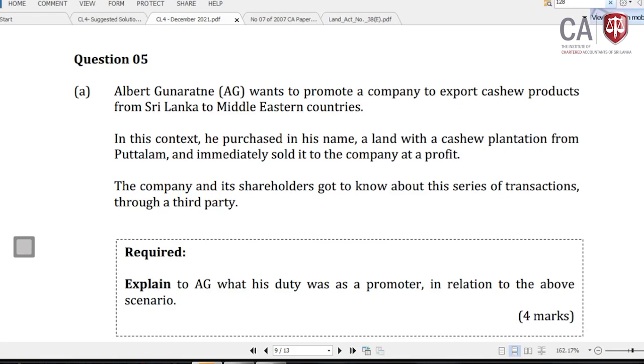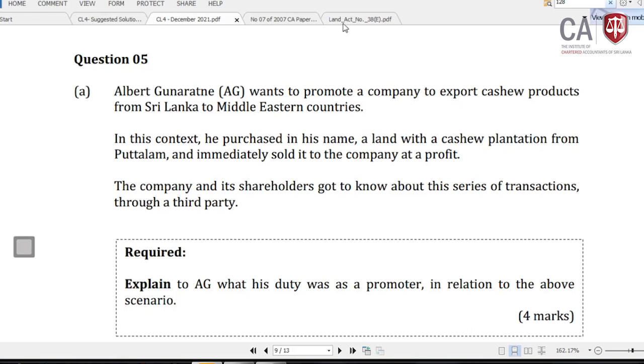See whether you, before listening to my explanation, as I mentioned previously, pause the video, read the question, go through the textbook, go through the Companies Act and write your own answer. And then listen to this video and see my explanation and compare your answer with the explanation given here. So see whether these parts are included in your answer.